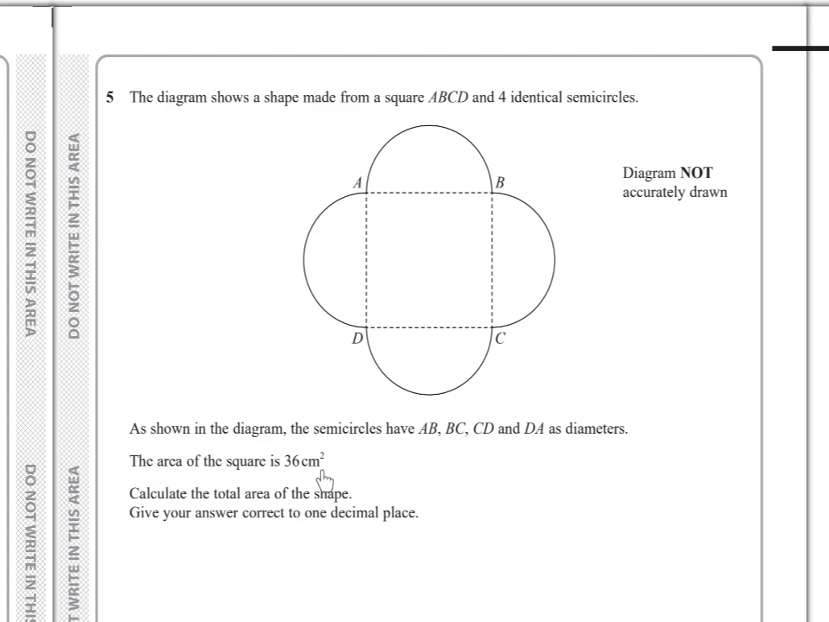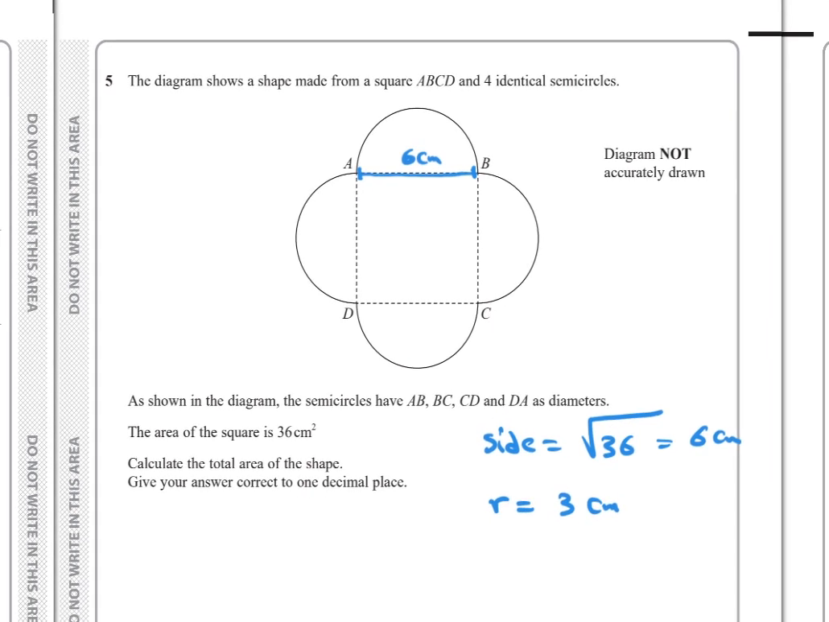From the area of the square, we can find the side of the square, because the side of the square equals the square root of the area, square root 36, so 6 cm. So the diameter of the circle is 6 cm, so you can deduce that the radius of the circle is 3 cm. To find the total area of the shape, we have 4 semicircles. This means 2 whole circles, 2 complete circles, and the square. The square is given to you, 36.